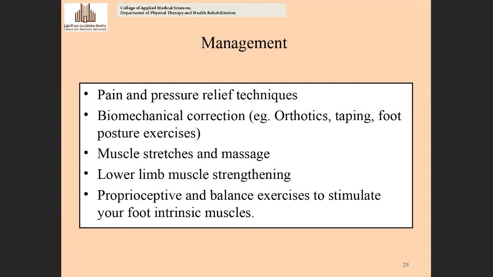And you can go for exercises for the foot region, and stretching of the muscles, especially the plantar muscles. And massage, deep transverse friction massage, and strengthening exercises for the lower limb muscles. If there are any changes in the proprioception, you can go for proprioceptive and balance exercises for the foot region.